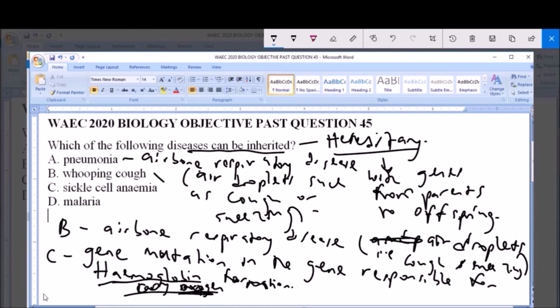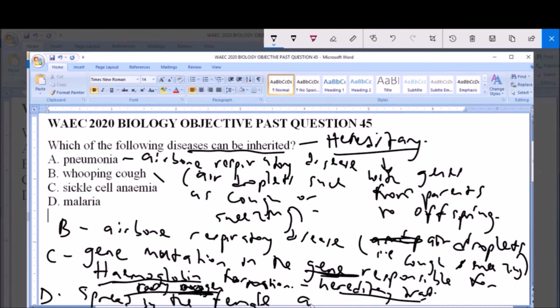So option D is malaria. Now I will also add to sickle cell anemia that it is a hereditary trait that is transmitted from parents to offspring as it is present in the gene. Option D says malaria. Malaria is spread by the female Anopheles mosquito.